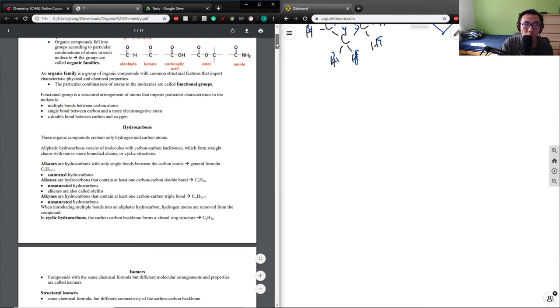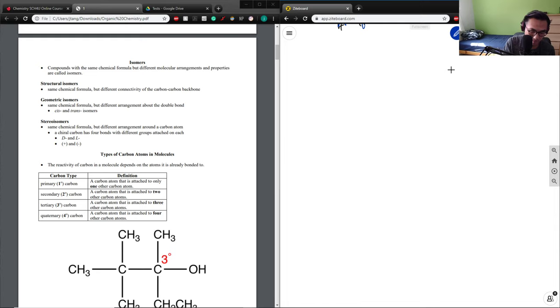So we're now going to talk about the topic of isomerism, or isomers. So what are isomers? Isomers are, if you read here, compounds with the same chemical formula, but different molecular arrangements and properties. They're called isomers. There are three types of isomers.